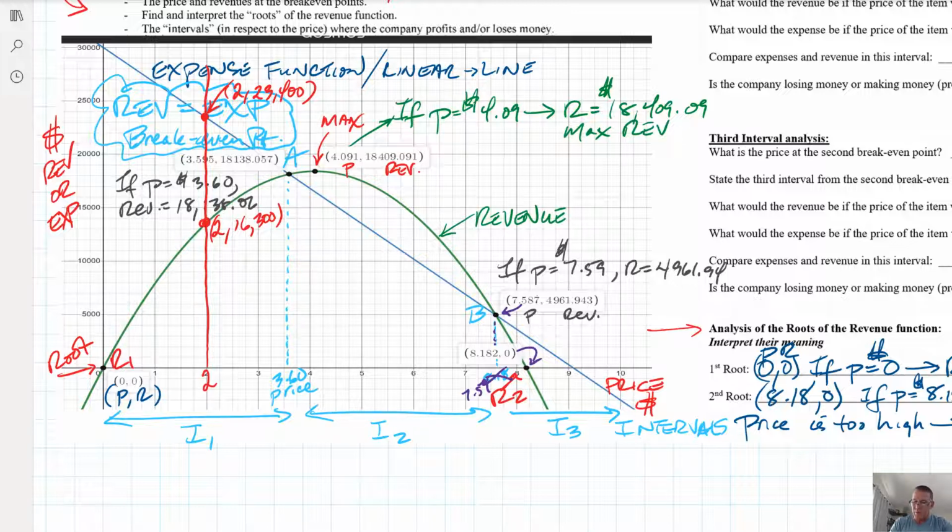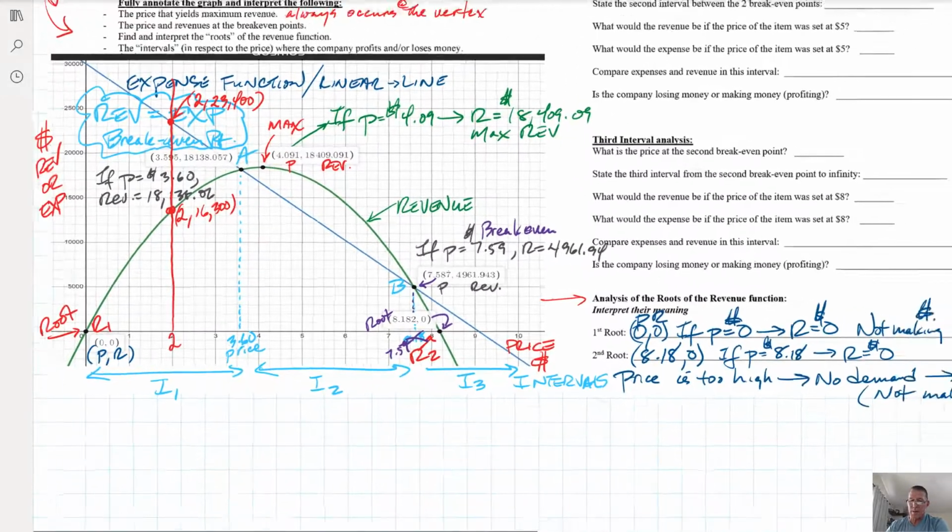Come on, Aynesworth. This is the root here, not the break-even point. So this is the root. My break-even point is at B. I even wrote it down, $7.59. Okay, this is my second break-even point. I hate it when I do silly mistakes like that. So anyways, fix your graph here.